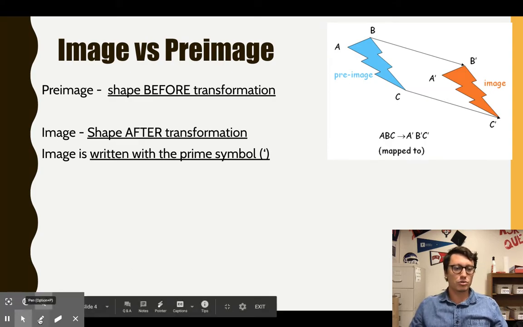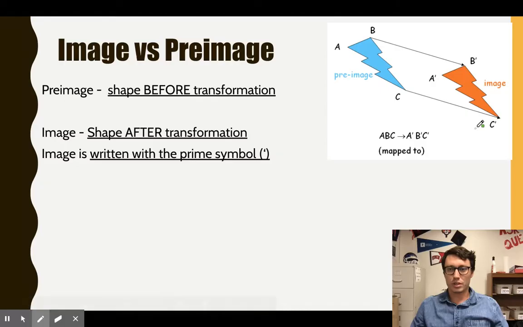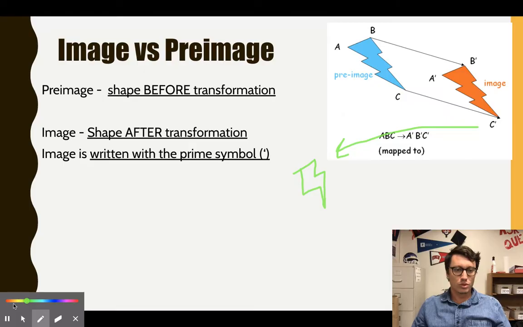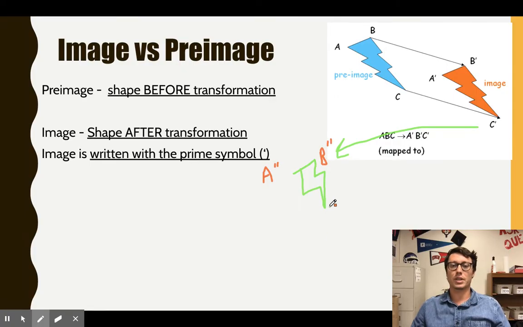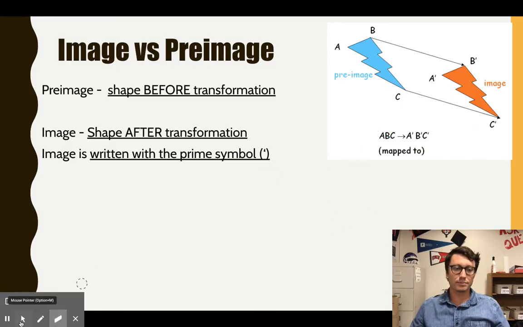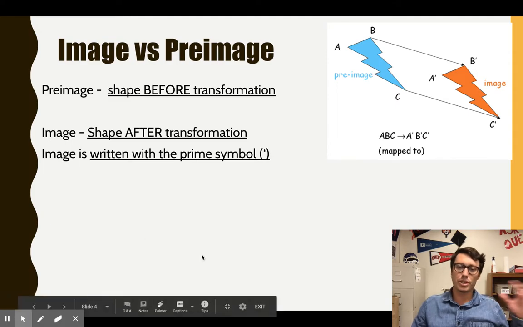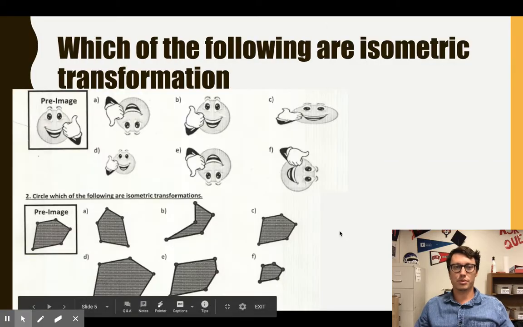If we were to create a new lightning bolt and it went over in this direction, now we have a new lightning bolt. Obviously, Mr. Stanton is incredible at art, right? Since it's now the second image, we would put a double prime. So we'd put two quotation marks: A double prime, B double prime, and C double prime. We'll get more into that later on. But image versus pre-image: pre-image is before, just regular letters. Image is after, and it has the little prime symbols.